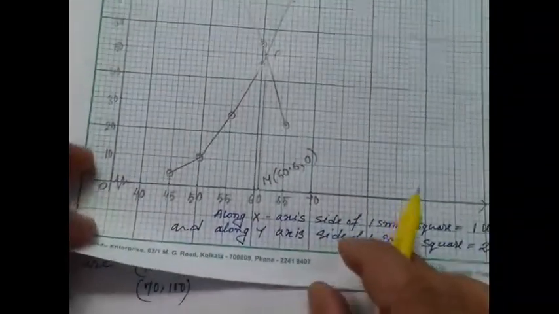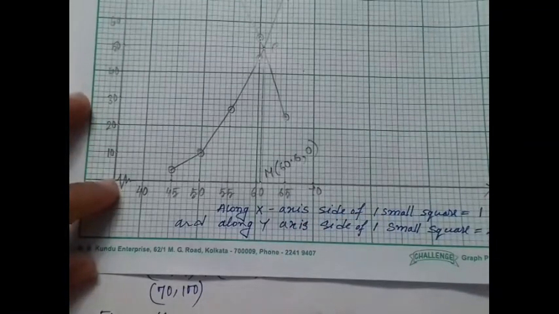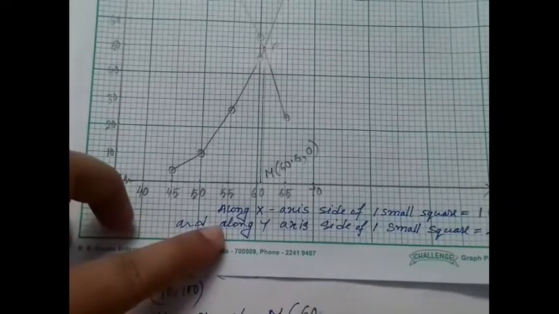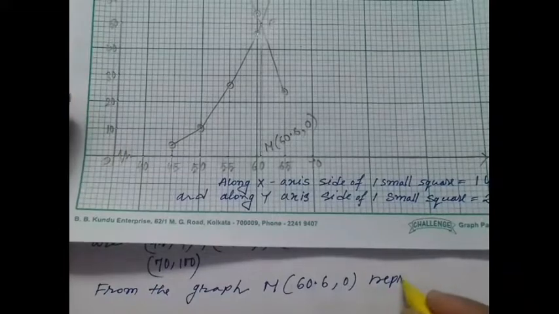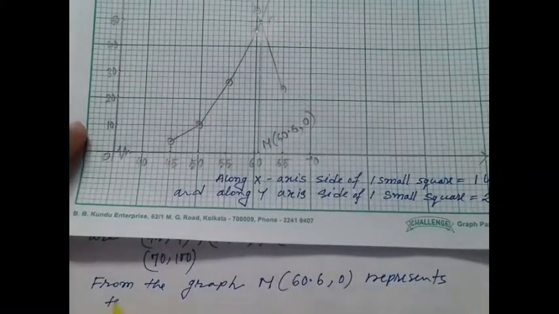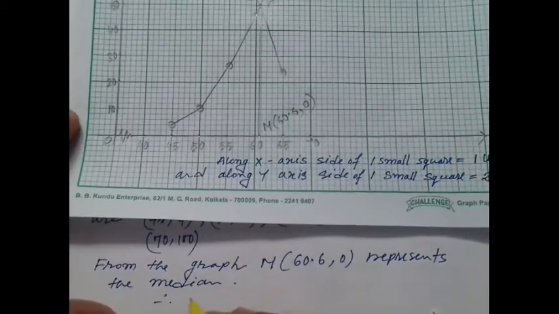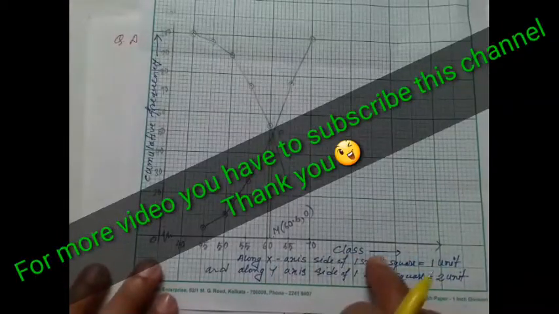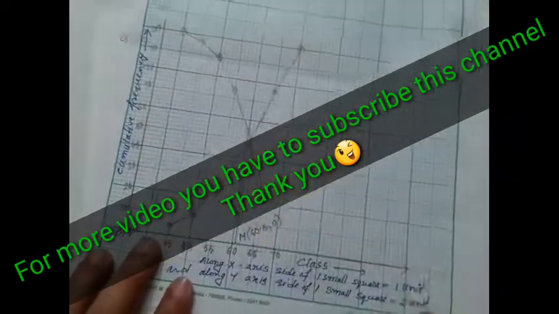So we may write that from the graph, M (60.6, 0) represents the median, therefore median equals 60.6. Here one thing we have to write: class along the x-axis, and along the y-axis we have to write cumulative frequency, like the previous one.